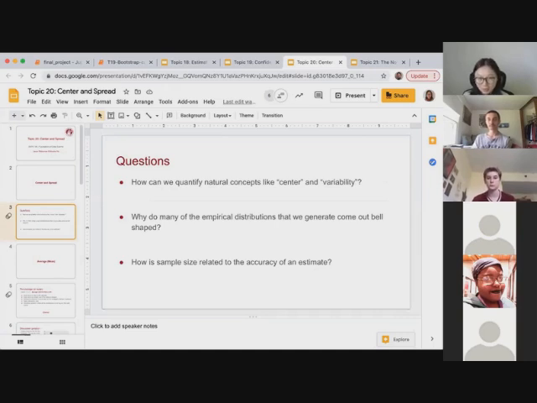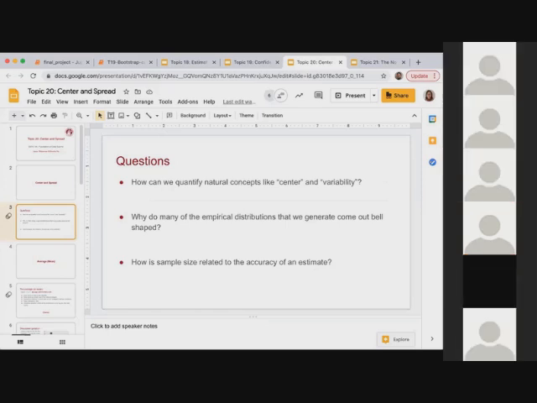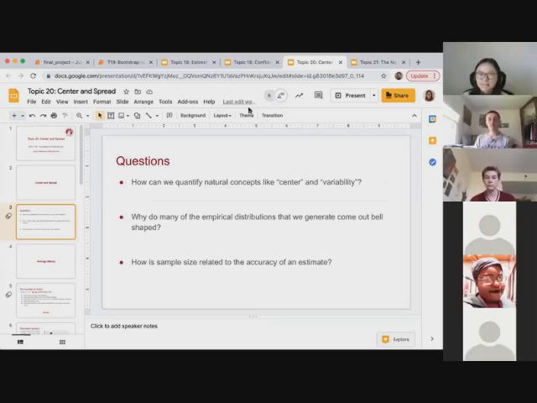That's a good point, and I will also have some counterpoints to that in a second. But I wonder, based on what she was saying, why do the empirical distributions that we generate come out bell-shaped? Any quick comments and feedback to what she was saying?